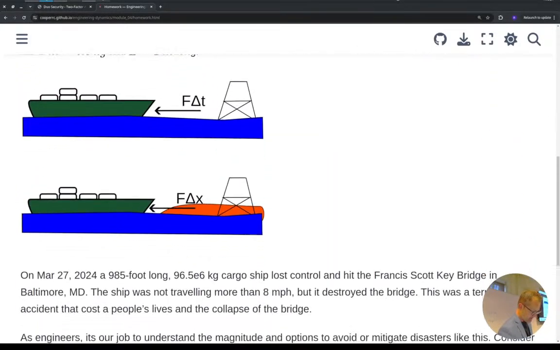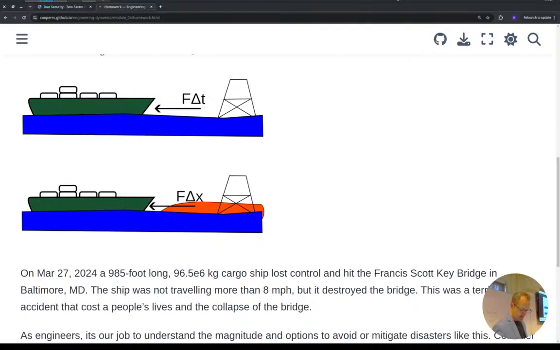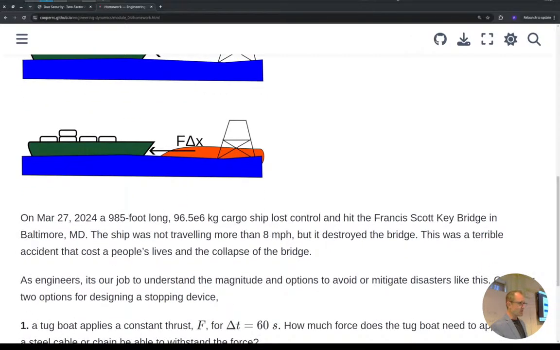Yeah, should we do something? Do you remember last year, the Francis Scott Key Bridge? It was a full-on disaster. Do you remember what happened? Or did you see those videos? What happened? A boat hit it, right? In Baltimore? In Baltimore, yeah. Yeah, this bridge in Baltimore.